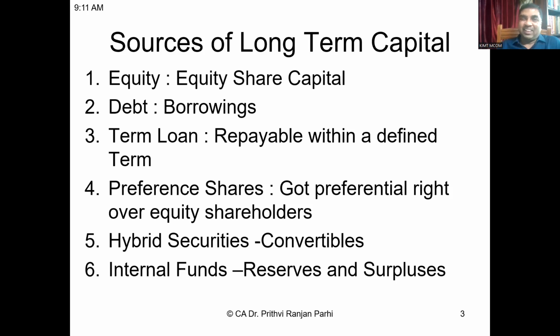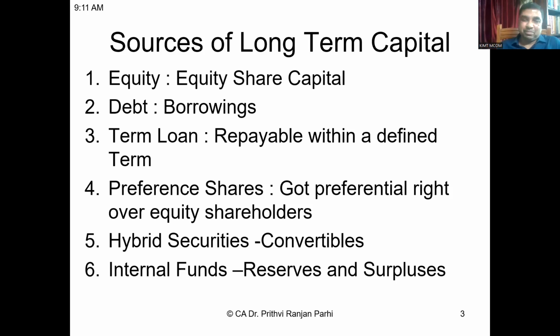Fine. The next type of capital under long-term capital is hybrid securities. When I say hybrid security, that means it's a mixture of debt and equity. It's a combination. Sometimes they're also referred to as convertibles. That means it may behave like a debt sometimes, and sometimes it may behave like an equity.